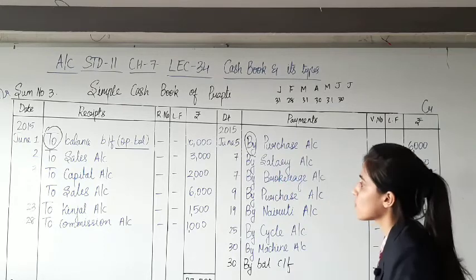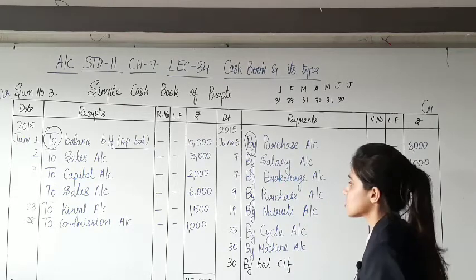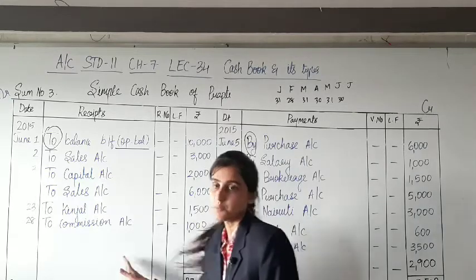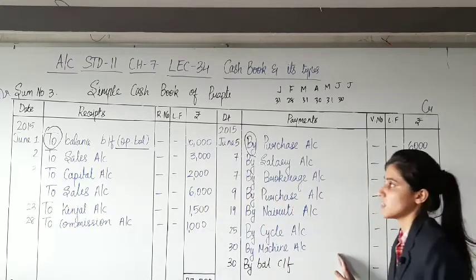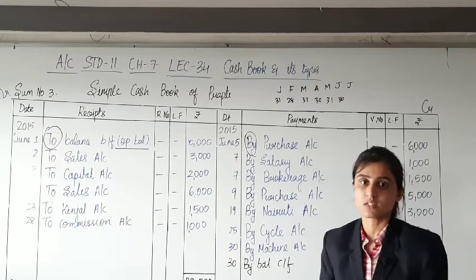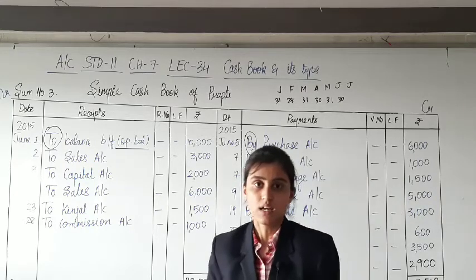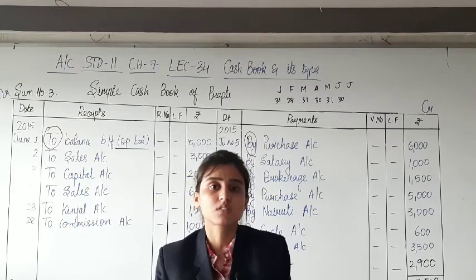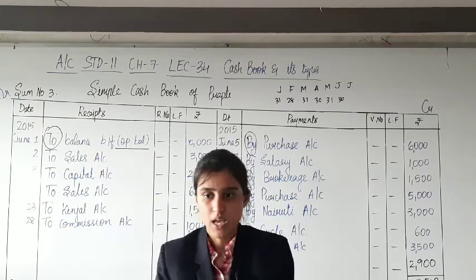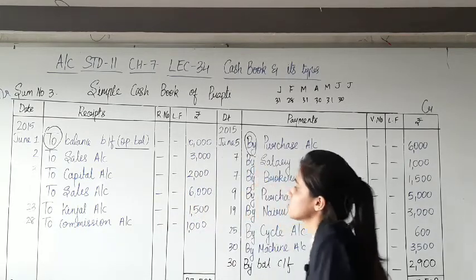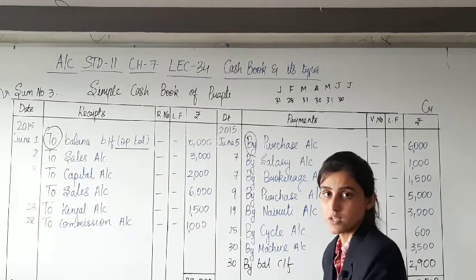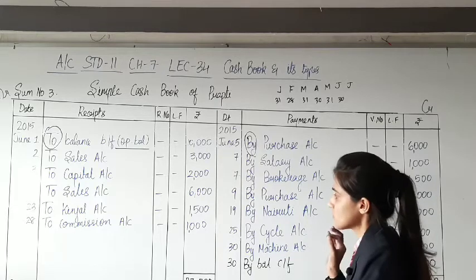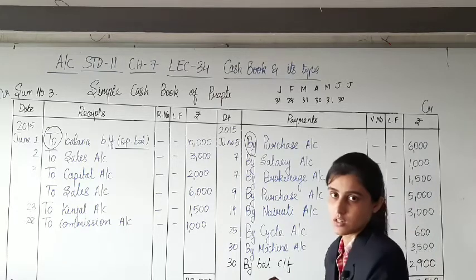Thereafter, you are supposed to record the transactions accordingly. If it is of receipt, on this side; if it is of payment, on this side, that you should be able to understand. If I am purchasing goods, then I will have to pay. If I am selling goods, then I will receive money. It's all about receiving cash and giving cash. So that way you have to record the transactions and the total.